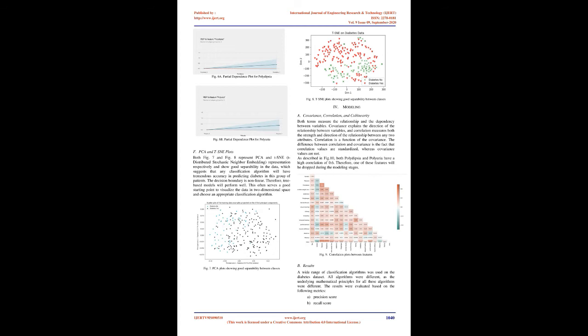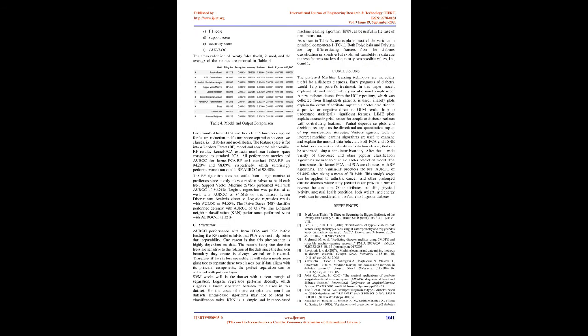PCA and TSNE plots. Both Fig 7 and Fig 8 represent PCA and TSNE, T-distributed stochastic neighbor embedding, representations respectively, and show good separability in the data, which suggests that any classification algorithm will have tremendous accuracy in predicting diabetes in this group of patients. The decision boundary is nonlinear. Therefore, tree-based models will perform well. This often serves as a good starting point to visualize the data in two-dimensional space and choose an appropriate classification algorithm. TSNE plots showing good separability between classes.